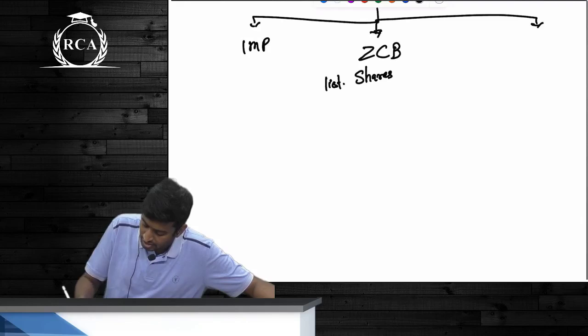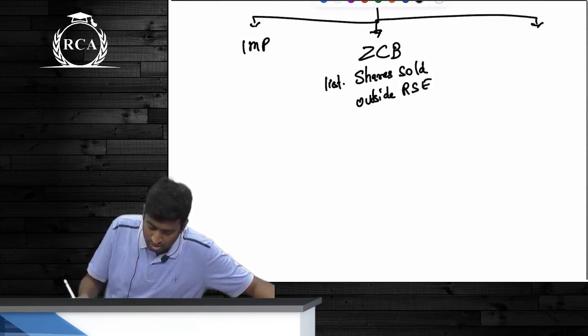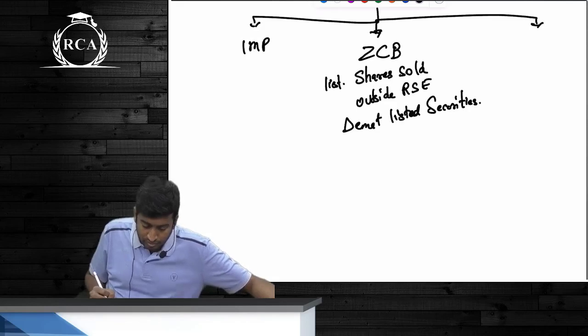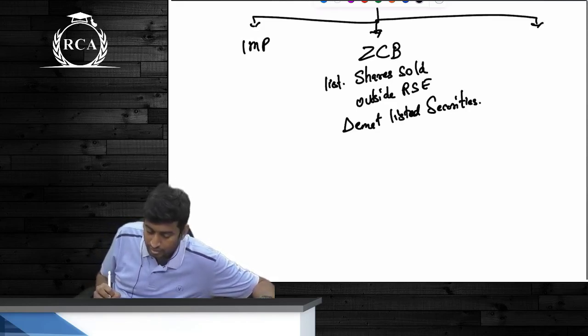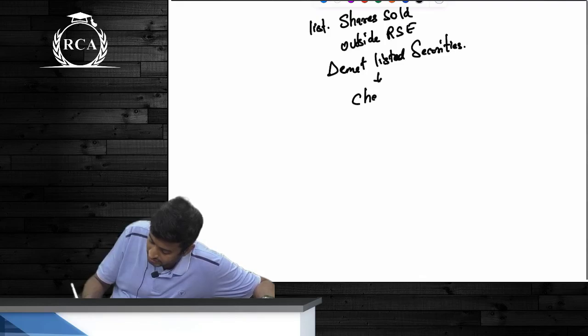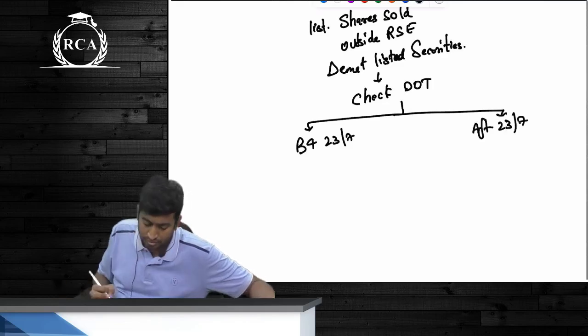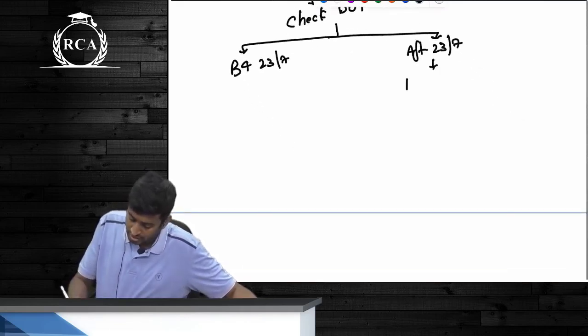listed shares sold outside recognized stock exchange, any demat listed securities. Again write check DOT. What is DOT? Date of transfer. Before 23rd, on or after 23rd. On or after, no simple concept.